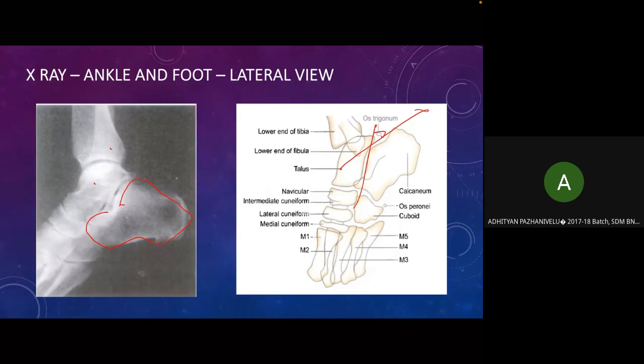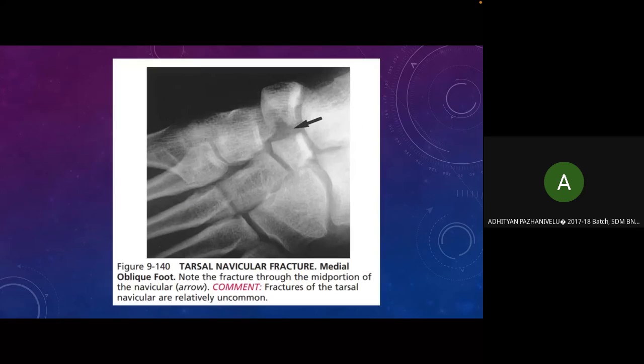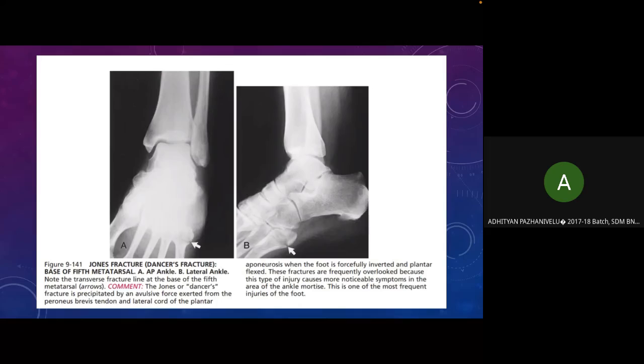Here we have tarsal and navicular fracture. Nothing much to do about it. This is another fracture. This is a Jones fracture, or it's called a dancer fracture. That is the fracture of the metatarsal at the neck or the base. What happens is this is commonly seen in patients taking steroids because the fifth metatarsal is normally under stress.